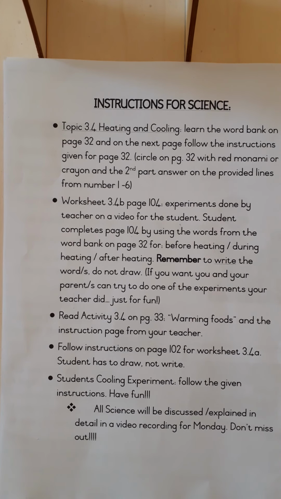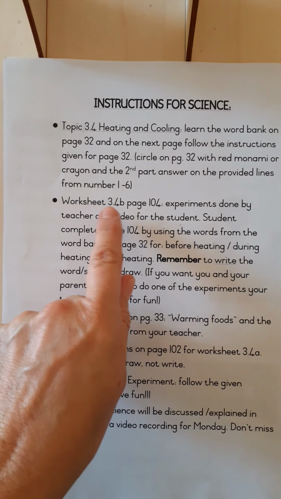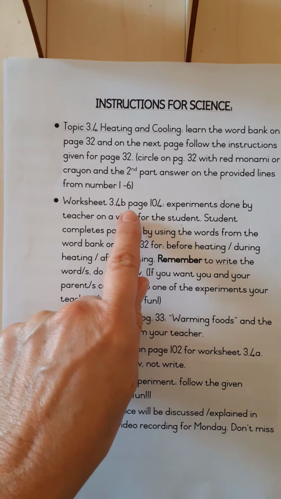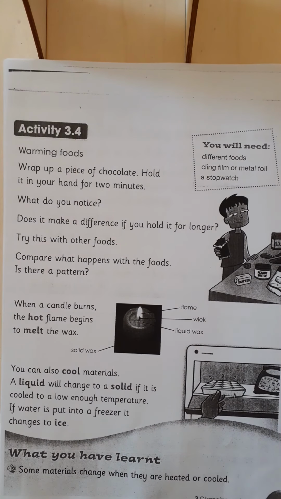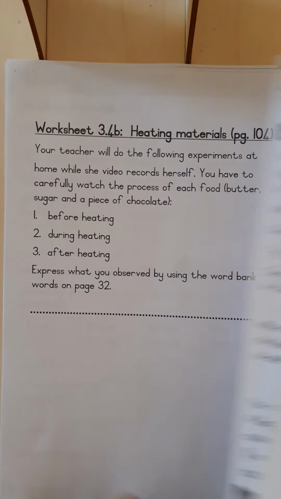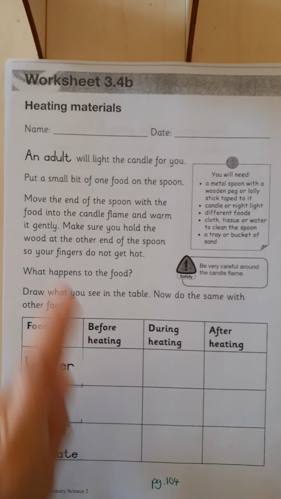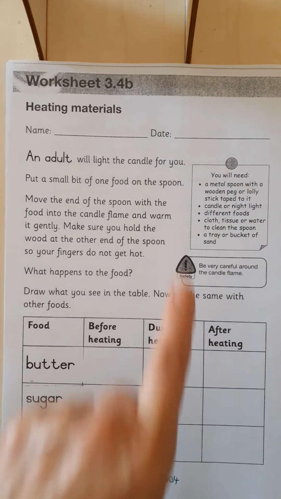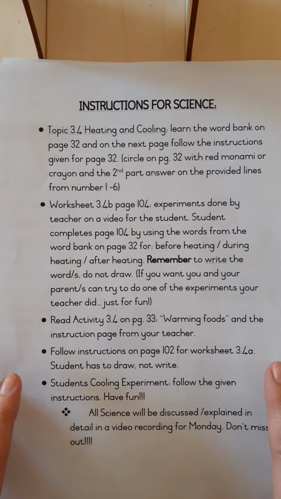The next part of your instruction for science is worksheet 3.4b, page 104. Let's just find it quickly. Page 104 will be this one here. 3.4b, page 104. Okay, but I go back to my instructions first.